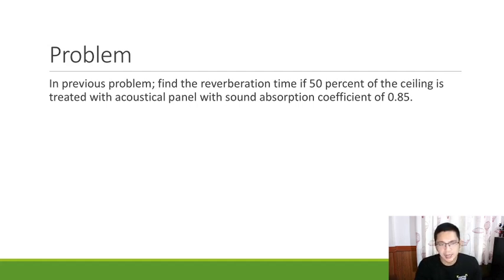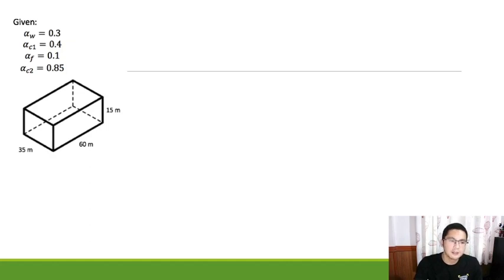Now, nung nilagay natin siya, ano kaya yung magiging effect? Or ano kaya yung magiging bagong value ng reverberation time natin? So, yun yung hanapin natin dito. Pero in this case, yung ceiling daw, 50% ng ceiling ay gagawin natin na acoustical panel or sound absorbing material, na ang absorption coefficient ay 0.85. So, kung yung kalahati daw ng ceiling ay gagawin mong acoustical panel na 0.85 ang absorption coefficient, ano yung magiging effect?